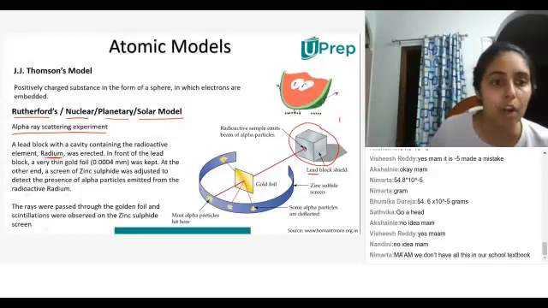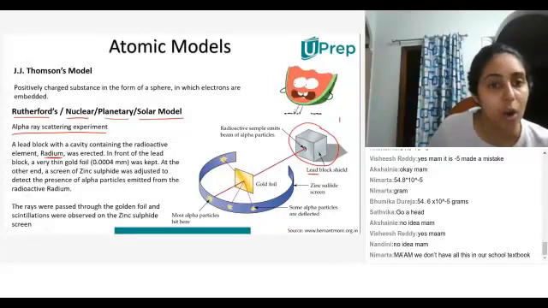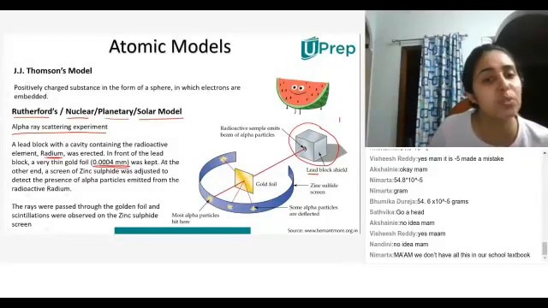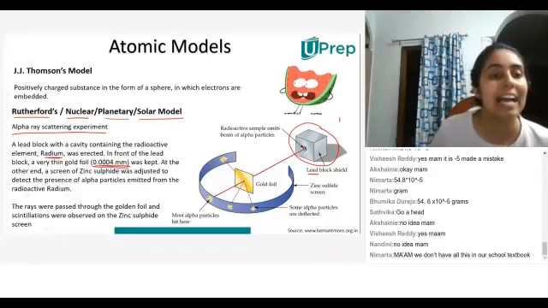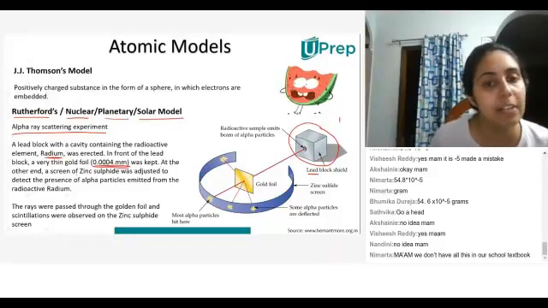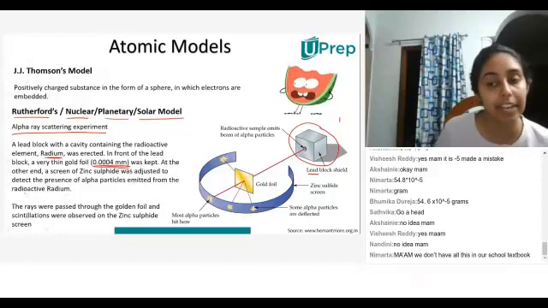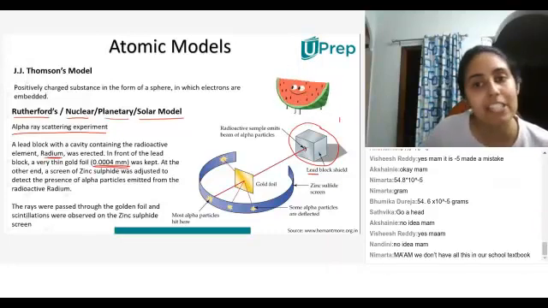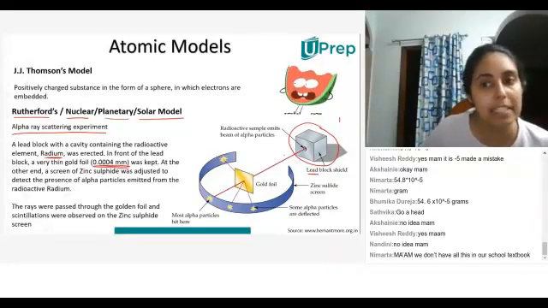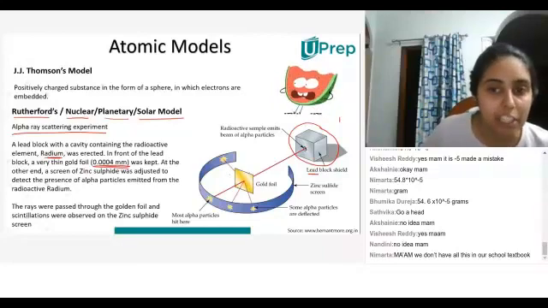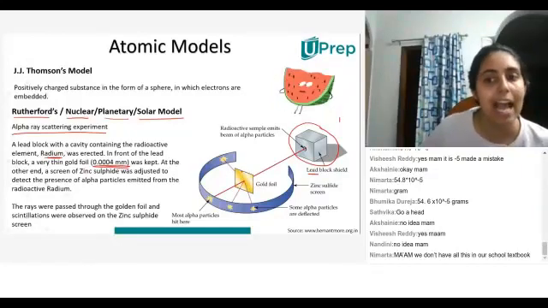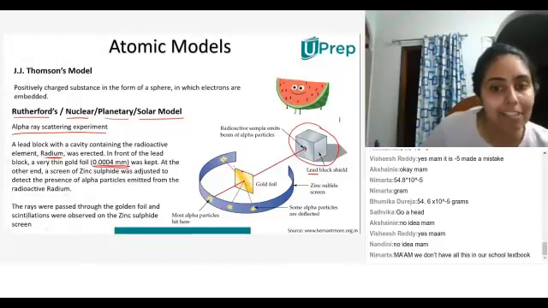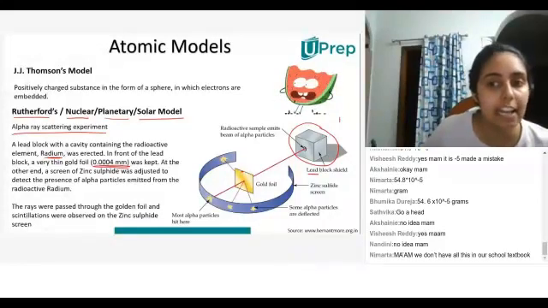In front of the lead block, a very thin gold foil, 0.0004 millimeters thick, was kept. At the other end, a screen of zinc sulfide was adjusted to detect the presence of alpha particles emitted from the radioactive radium. So radium is present inside this block, and it emits a beam of alpha particles which pass through this very thin gold foil. And after this gold foil, I have a screen of zinc sulfide.